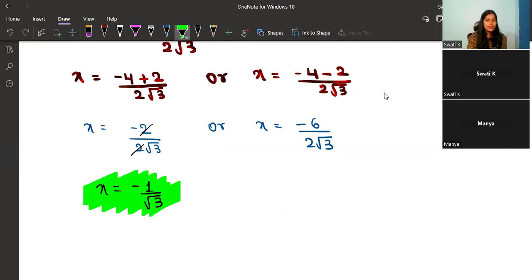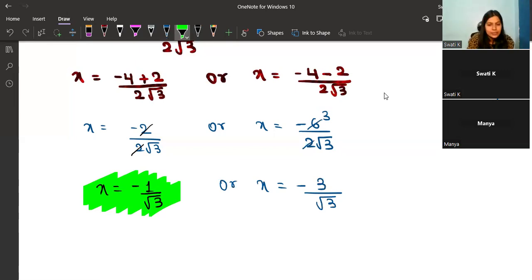Now, can you tell me the next value, the second value? Can you simplify it? What will you cancel here? See, the minus sign will come as it is, and root 3 will also come as it is. So what is the answer of 6 by 2? How can you cancel that? What is the answer of 6 divided by 2? That is what you are solving. I'm just doing the same thing. 2 times 1 is 2 and 2 times 3 is 6. So is it not 3?